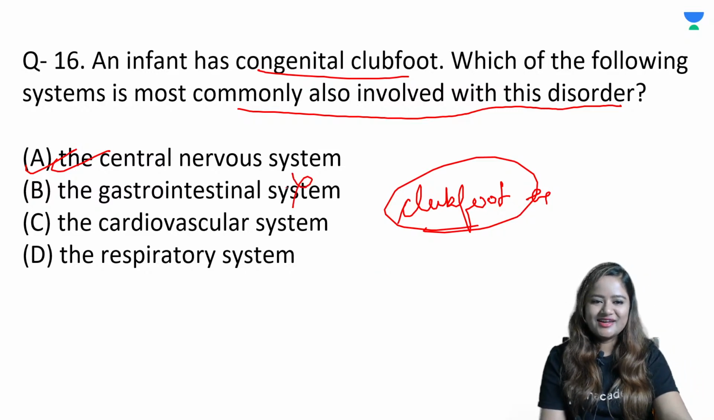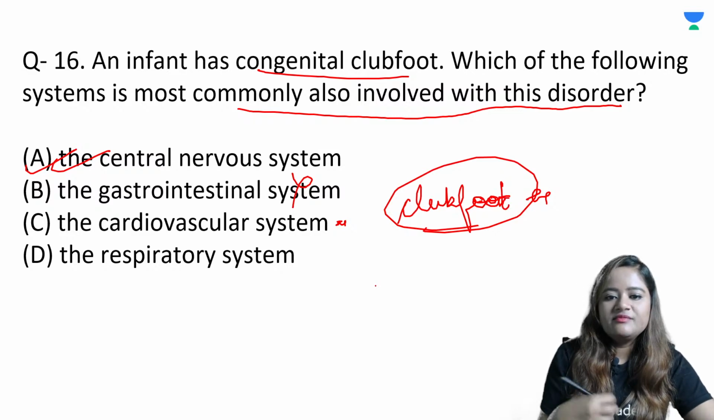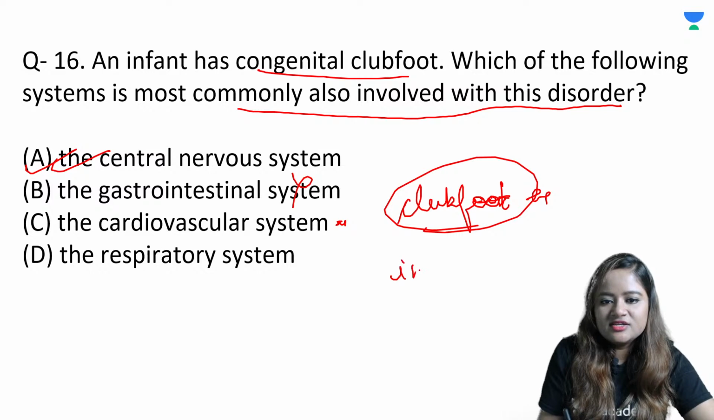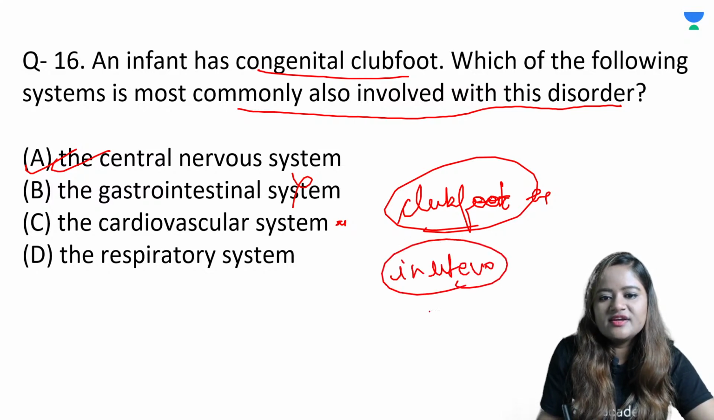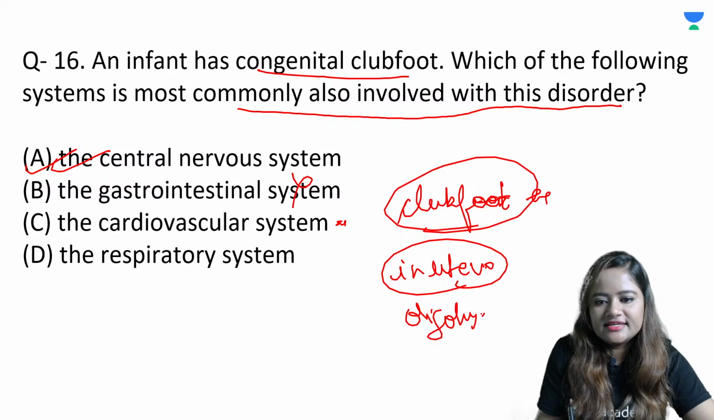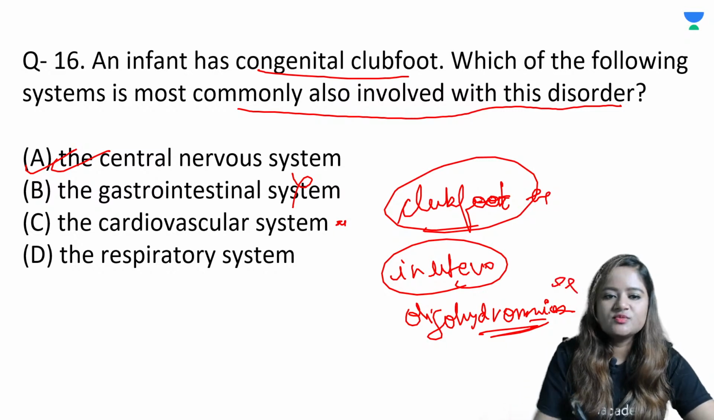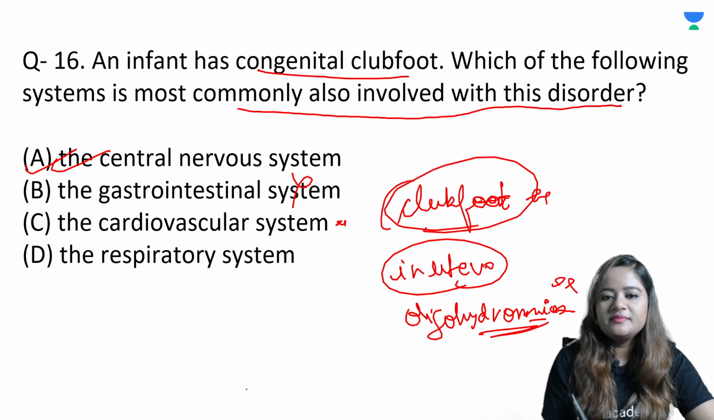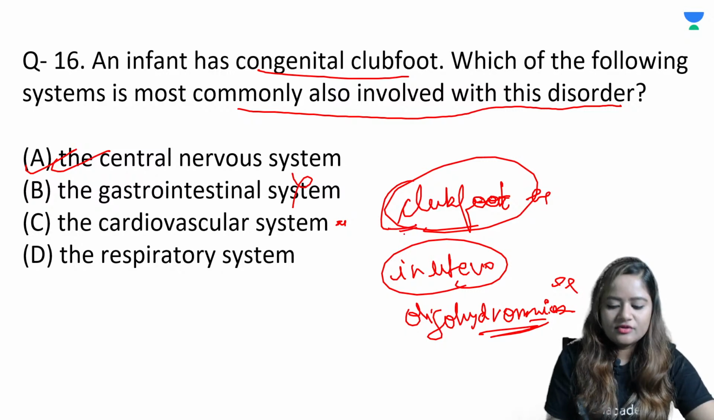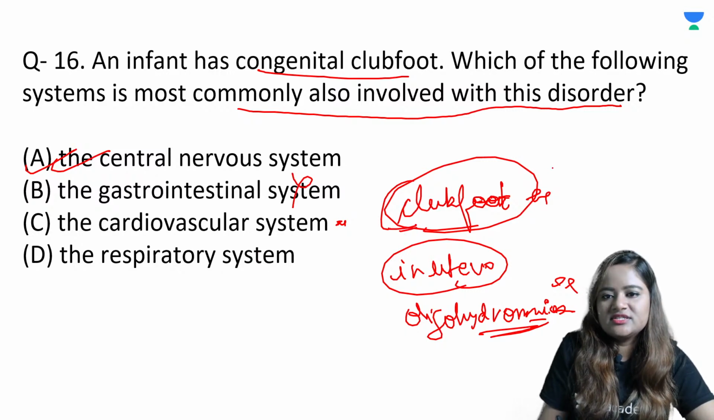What does GIT have to do with clubfoot? You could think of CVS, but clubfoot is a congenital anomaly which occurs because of problems in the posture of the baby when the baby is in utero. That is one reason. If there is oligohydramnios also, it can lead to such problems. Oligohydramnios can also be associated with a lot of neurological manifestations. So the position of the baby in utero is one important factor, and neurological manifestations are commonly associated with all the lower limb complications. Okay?